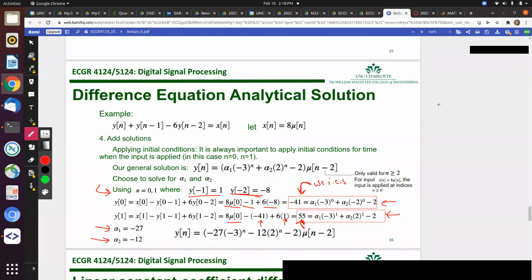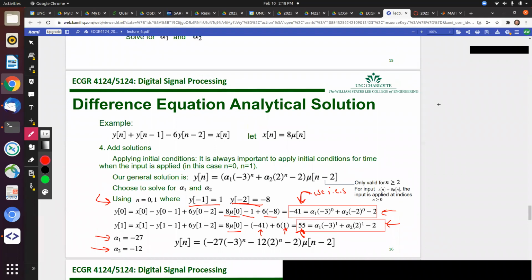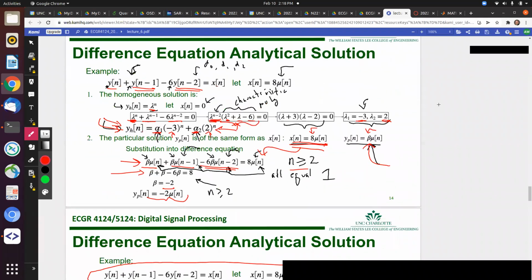I'm a little confused on your general solution. Are you adding the unit step of n-2? Yeah. Remember that back here, when we solved for the particular solution, it was only valid for n greater than or equal to 2.